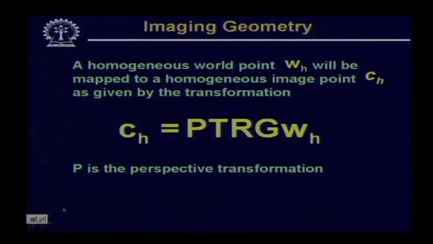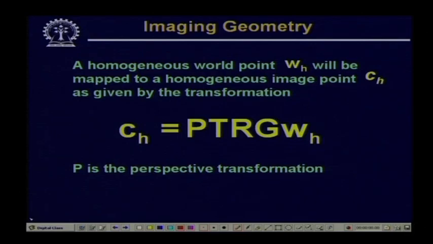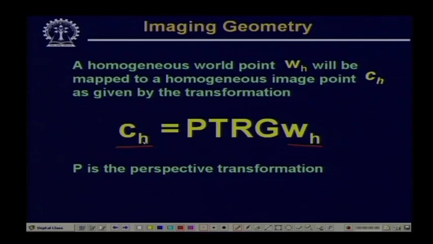So, here you find the final form of the expression is like this, that both the world coordinate system and the camera coordinate system, in this case, are represented in the homogeneous form. So, W h is the homogeneous coordinate corresponding to world coordinate W, and C h is the homogeneous form of the image coordinate C. So, for a world point W whose homogeneous coordinate is represented by W h, I can find out the image coordinate of the point W again in the homogeneous form, which is given by this matrix equation, that C h is equal to P, T, R, G and W h.